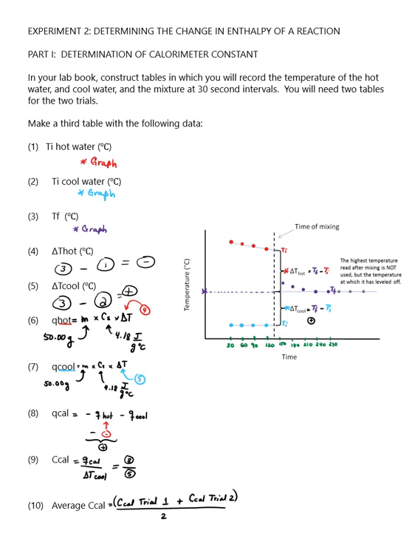7. So for number 6, you're calculating how much heat the hot water is losing. Number 7, how much heat the cool water is gaining. So for number 6, you have your equation mass times Cs times delta T. So the mass is your volume of water. The hot water, you're using 50 milliliters of water. 50 milliliters of water is the same as 50 grams. So that's the mass.